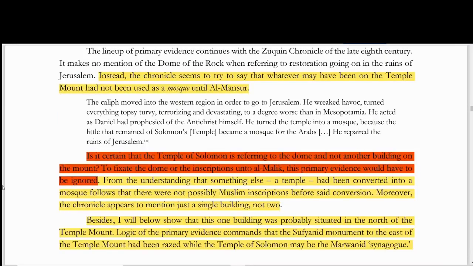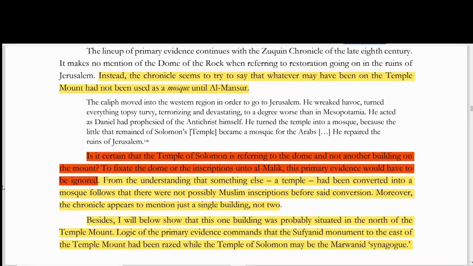Now, the lineup of primary evidence continues with the Zuqquin chronicle of the late 8th century. It makes no mention of the Dome of the Rock when referring to restoration going on in the ruins of Jerusalem. Instead, the chronicle seems to try to say that whatever may have been on the Temple Mount had not been used as a mosque until Al-Mansur.